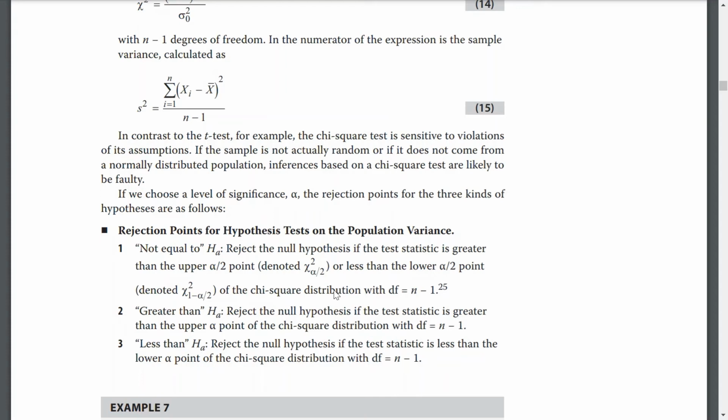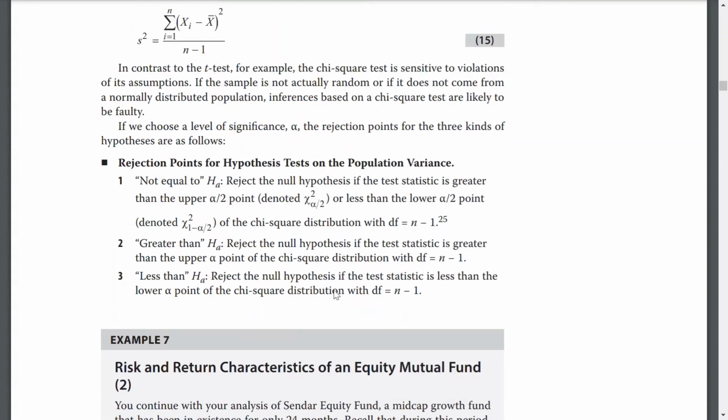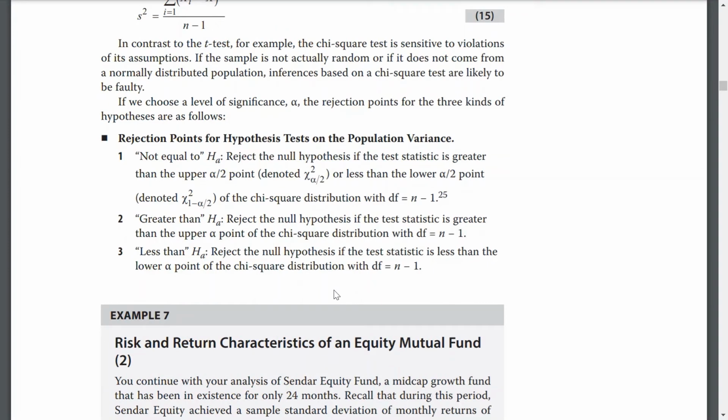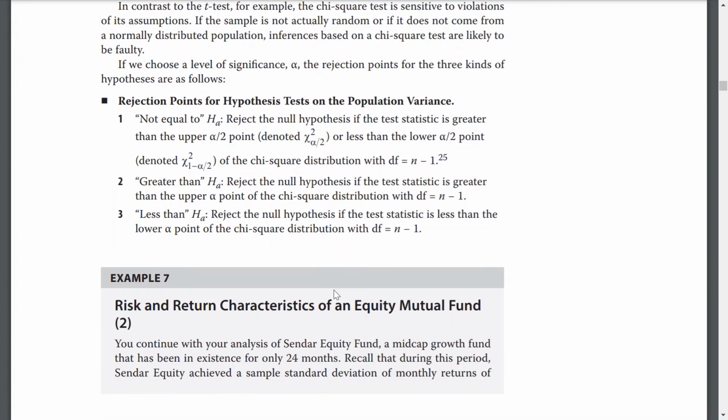If we choose a level of significance alpha, the rejection points for the three kinds of hypotheses are as follows. One, the rejection point for the hypothesis that the population variance is not equal to the hypothesized value, the alternative hypothesis: we reject the null hypothesis if the test statistic is greater than the upper alpha divided by 2 point, denoted as such, or lesser than the lower value.